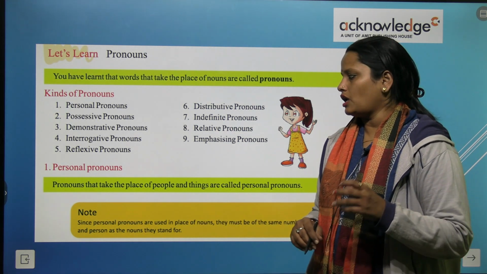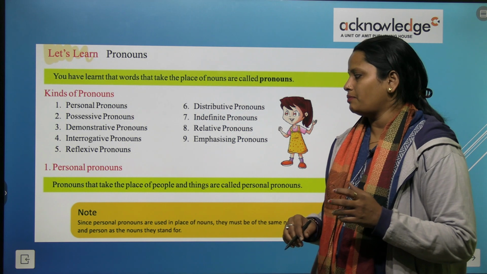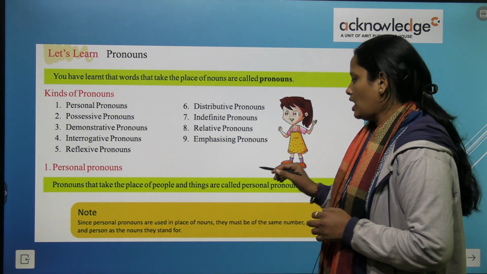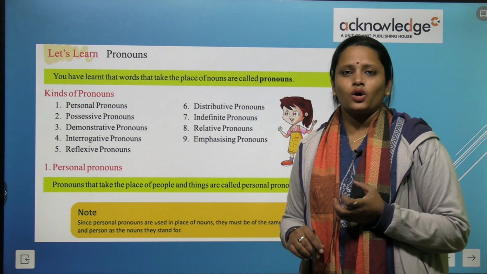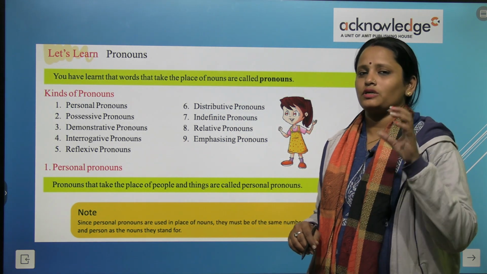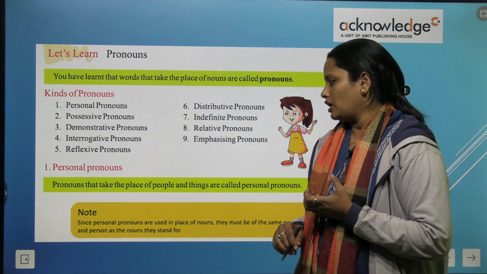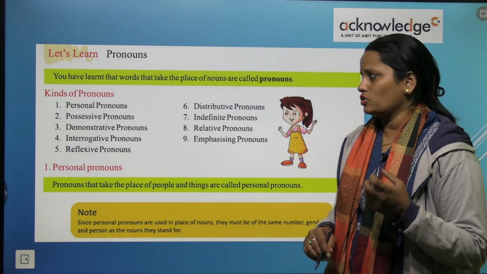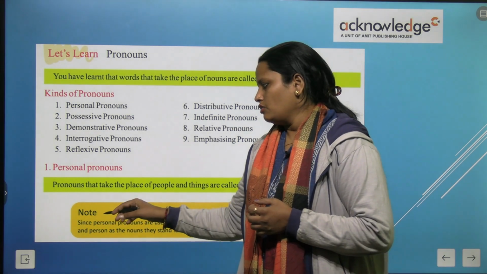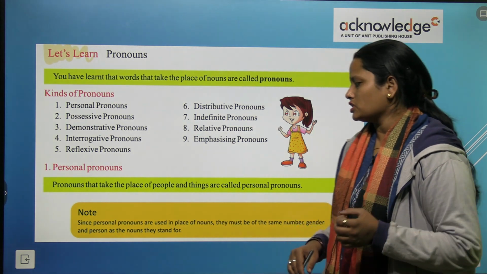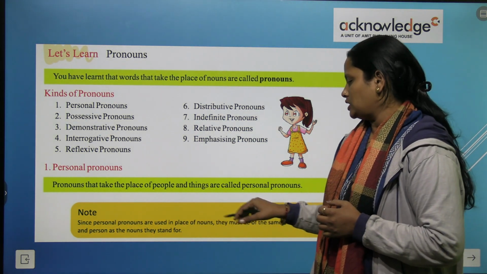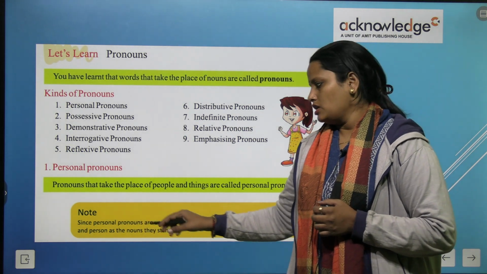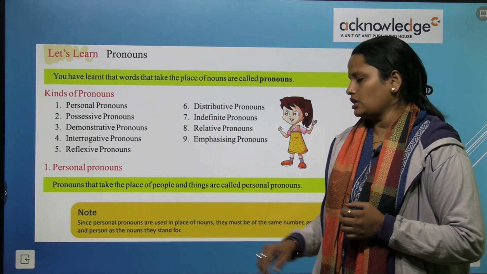A personal pronoun is a pronoun that takes the place of a person or thing. So personal pronoun क्या होते हैं? वो pronoun होते हैं जो किसी person, specific person या फिर thing के लिए use किया जाता है उन्हें personal pronoun कहते हैं. Since personal pronouns are used in the place of noun, they must be of the same number, gender and person as the nouns they stand for.